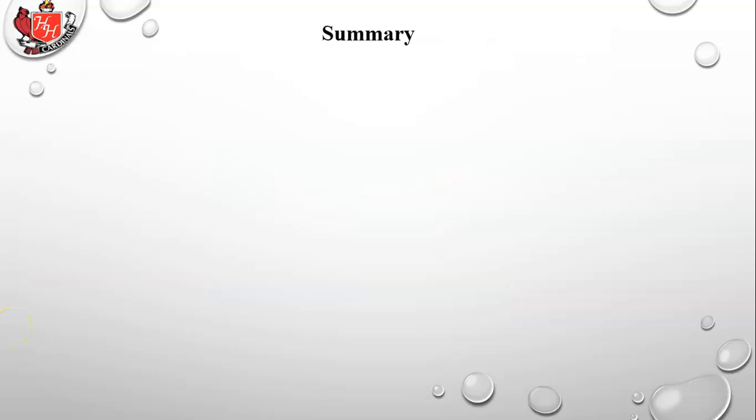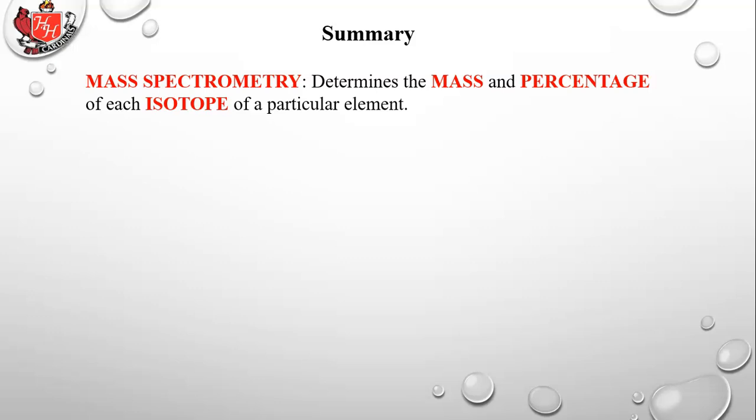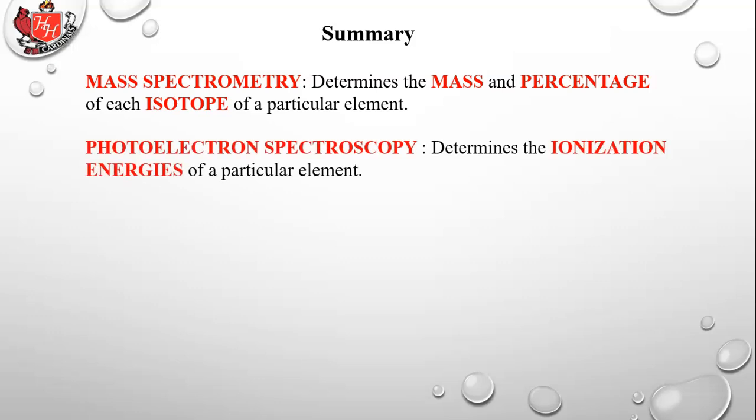Okay, so here's a summary. Don't lose sight of the big picture of what these techniques are doing with all the details. Mass spectrometry determines the mass and percentage of each isotope of a particular element. It tells how heavy it is and what percentage of the total isotopes are at that particular mass. So it has to do with isotopes. Photoelectron spectroscopy determines the ionization energies of a particular element.